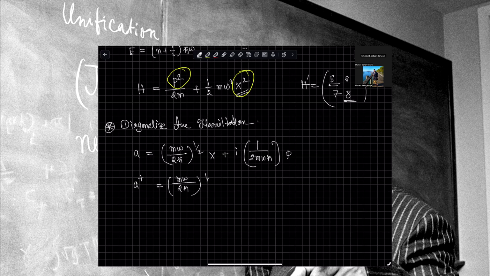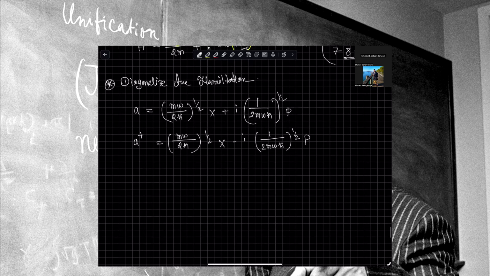a equals the square root of m omega over 2 h bar times x plus i over the square root of 2 m omega h bar times p, and a dagger has a minus sign instead. Now, we already mentioned in the very beginning, the commutator of x and p is i h bar. And there's an identity operation, but from now on, we are lazy. We are not going to write the identity. It's just understood. If you don't write anything, there's an identity, like an identity matrix.